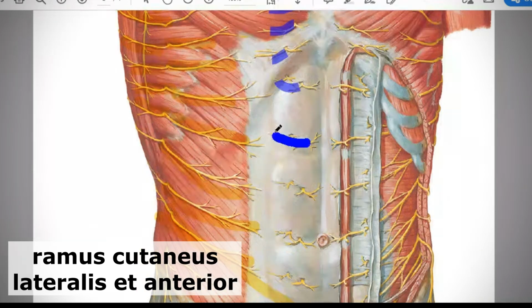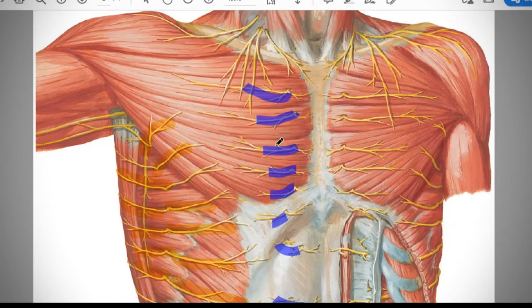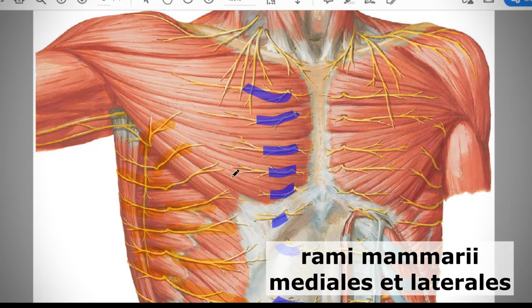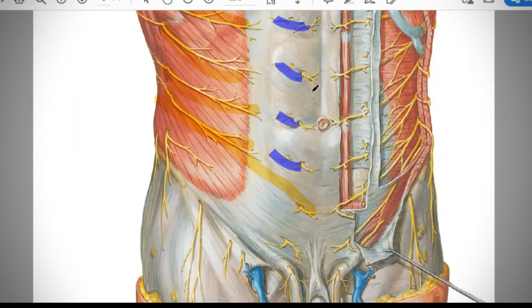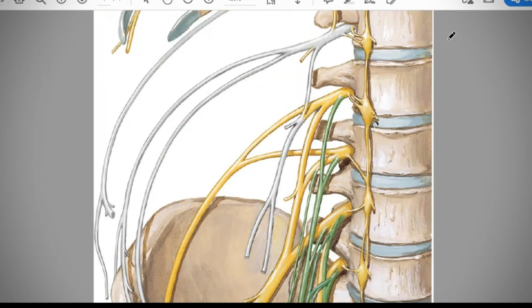So these are the sensory branches of the intercostal nerves, and we can speak about the third and fourth anterior and the second and third lateral sensory branches. These cutaneous branches give terminal branches to the mammary gland. The last one is nervus subcostalis, here it is, and then we proceed to the lumbar region.